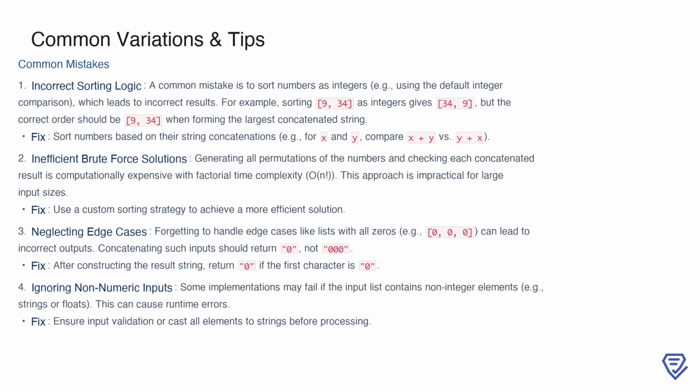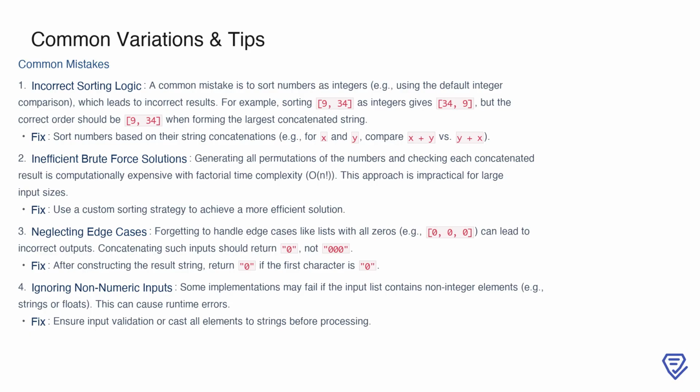Let's start by addressing some common mistakes that developers encounter when solving the largest number problem. The first issue is using incorrect sorting logic. Many people mistakenly sort the numbers as integers, which leads to incorrect results. For instance, if you sort 9, 34 numerically, you get 34, 9. However, when forming the largest concatenated string, the correct order is 9, 34.